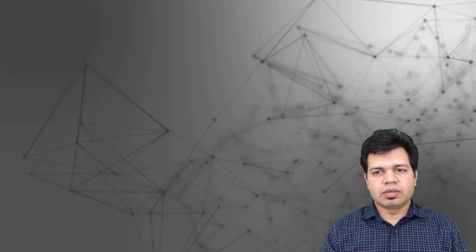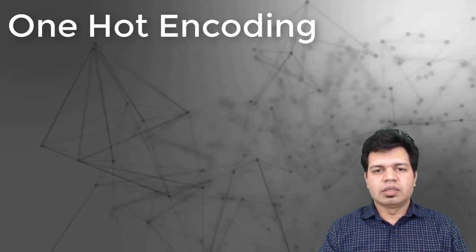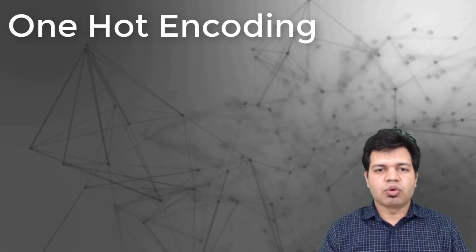Hello folks. In this video I'm going to talk about categorical variables and how to encode them, that is, converting variables with values in string or text form to numeric values, as well as how to do one hot encoding and what exactly one hot encoding is.